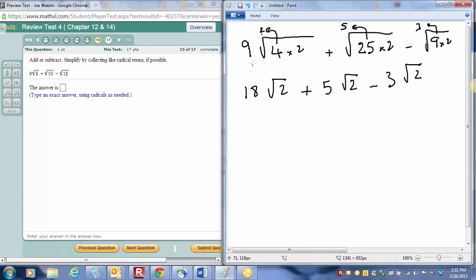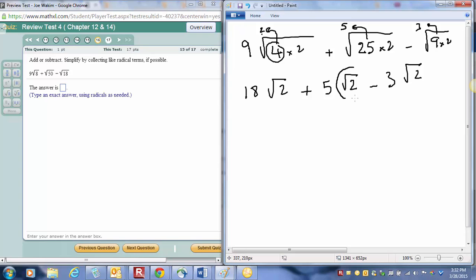So I had 9 square root of 8. Remember, the 4 will come out as 2, so this 4 will cancel. 2 times 9, 18. I'm left with 2 here. 18 square root of 2. Here we had a 50. The 25 will come out as 5. There was nothing here, so 5 times 1 is 5. I'm left with 2, 5 square root of 2. Here I have 18, 9 times 2. 9 will come out as 3.